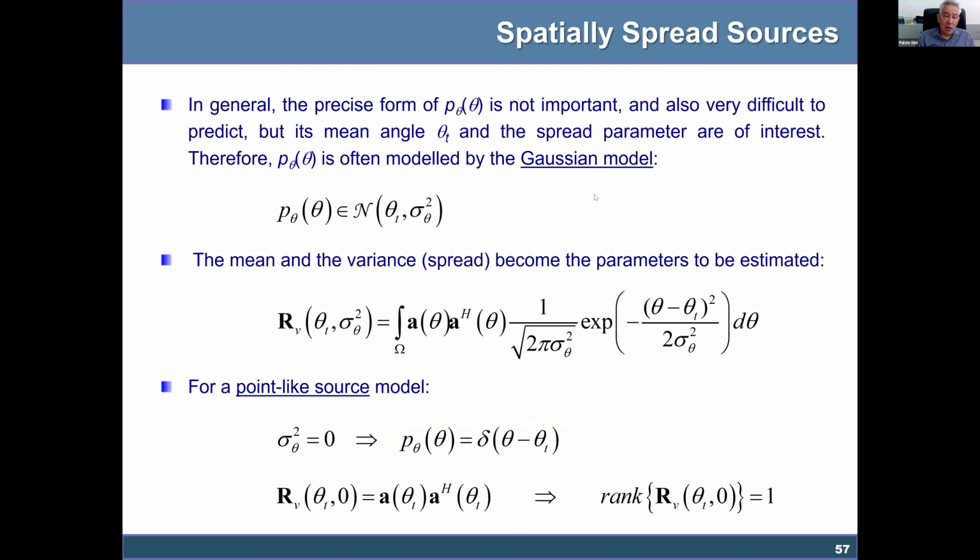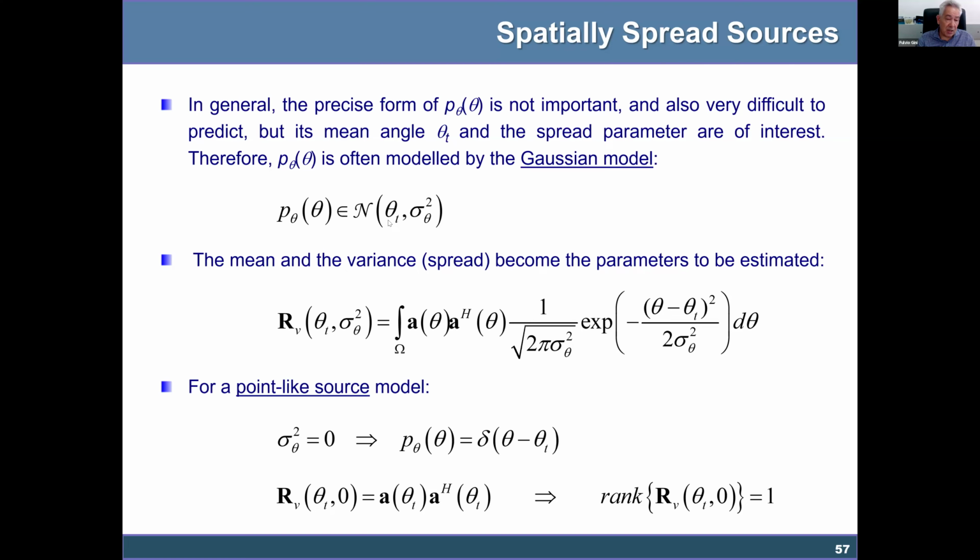Now, the problem is that we never know P of theta. A typical approach is to use a parametric model, and the typical approach is to assume that P of theta has a Gaussian shape, so normal shape. Now, you know that any normal or Gaussian model is fully characterized by two parameters. One is the mean, the other is the variance.